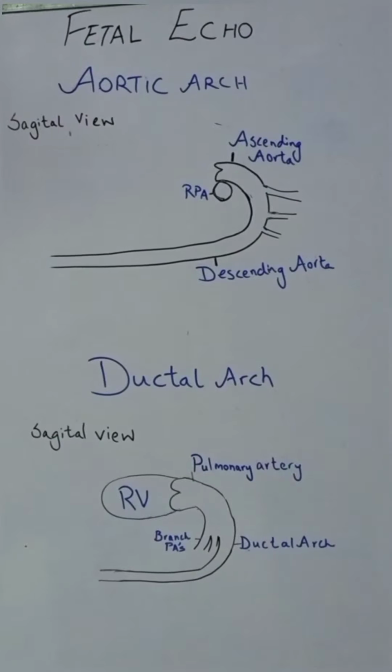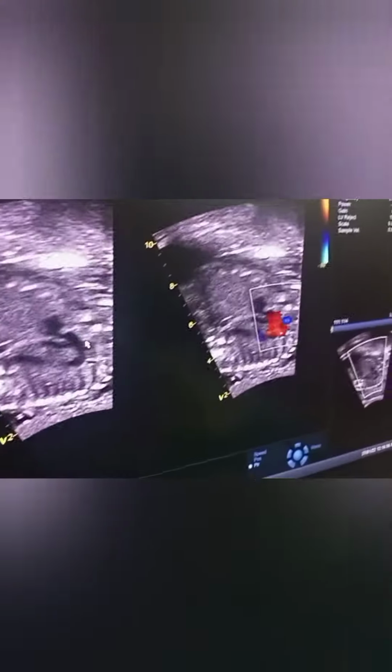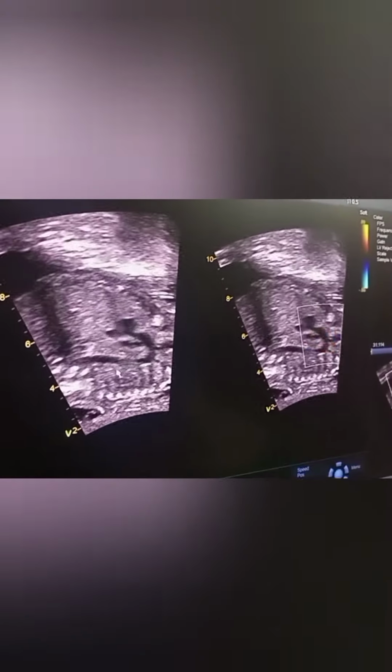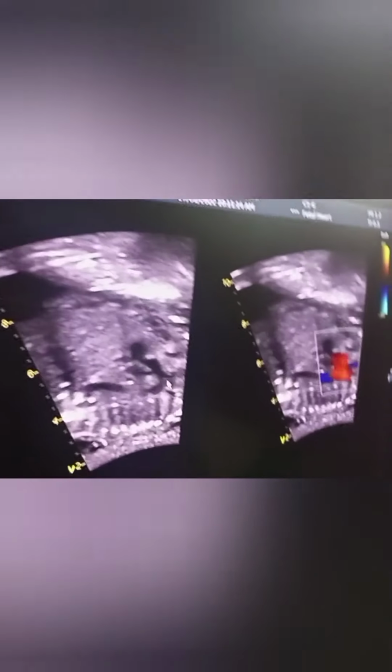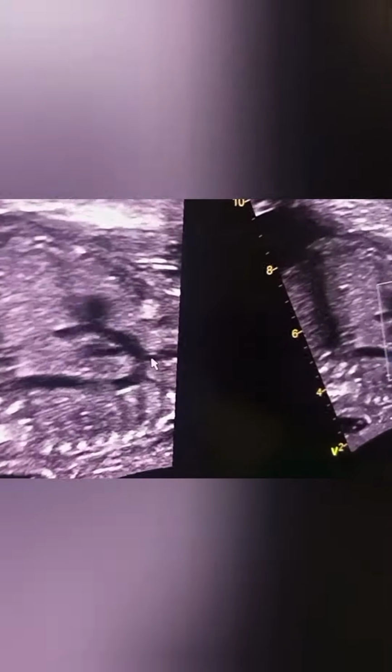The aortic arch and ductal arch can be seen from the sagittal view. The ascending aorta then gives rise to the descending aorta, having its branches. The pulmonary artery gives rise to the ductal arch and its branches. About the descending aorta: this is the descending aorta, through and through you can see easily, and these are the branches of the descending aorta. You can easily and clearly see.